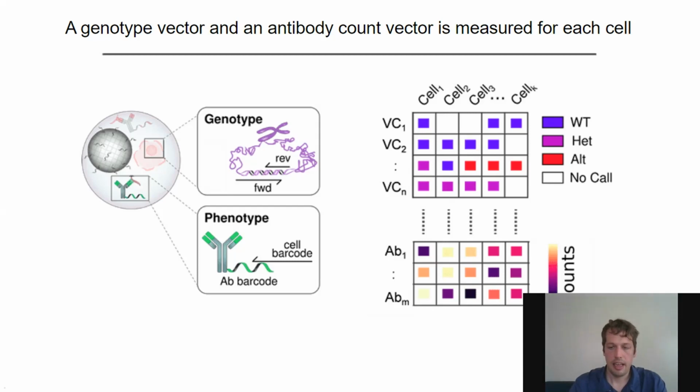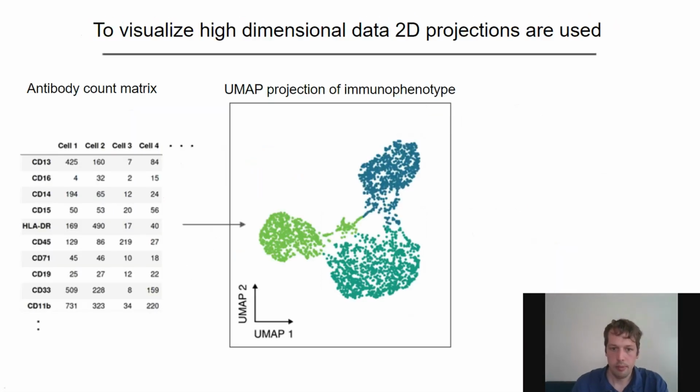In both, the cells are in the columns, and then we have a categorical vector for the genotype calls. The genotype can either be wild type, heterozygous, or alternate for any measured position. And the antibodies are just count vectors where we have the detected number of antibody barcodes for each antibody and each cell. Now, because we can measure many more antibodies than what you can resolve on a fax machine, we can go up to hundreds.